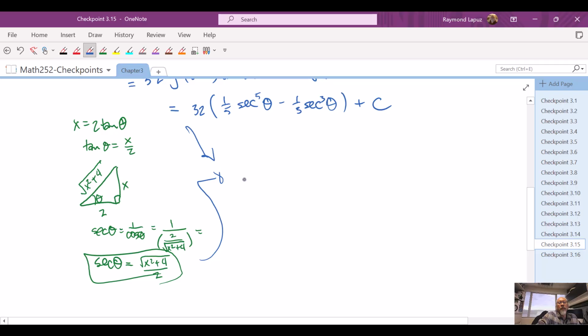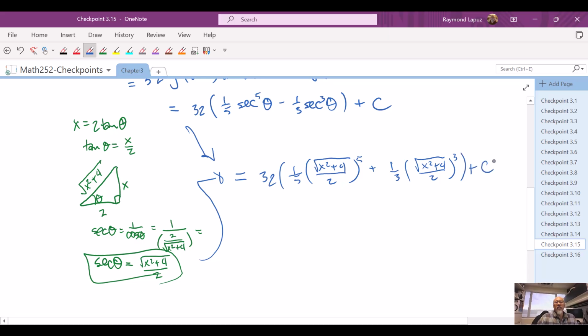And so we will have this equal to 32 times 1/5, and then I'll just put everything in parentheses, the square root of x squared plus 4 divided by 2 raised to the 5th power, minus 1/3 times the square root of x squared plus 4 over 2 raised to the 3rd power, and then plus c.